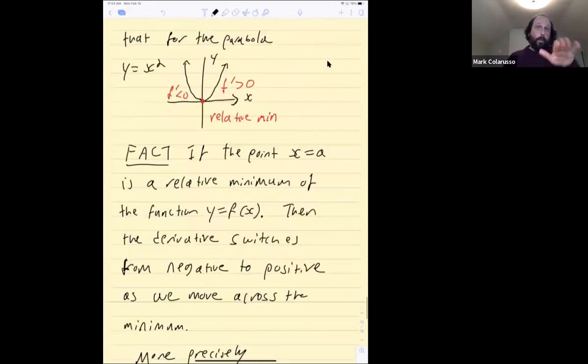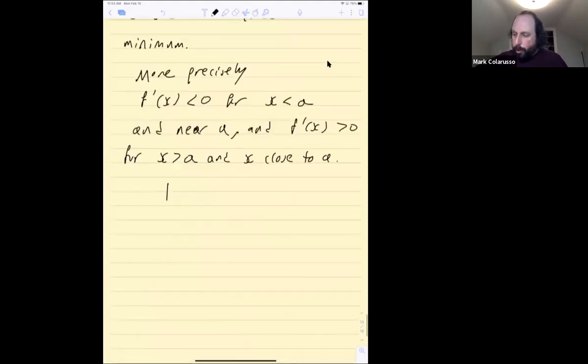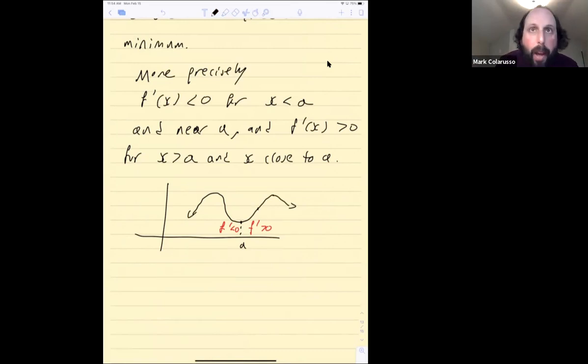Now for the parabola, it's negative all the way to the left of 0, right? The derivative is negative for all negative x, and it's positive for all positive x. But that doesn't have to happen in general. You could have a situation like this, where here's your a, and what you see is that just close to a, to the left of a, the derivative is negative, and just close to a, to the right of a, the derivative is positive. But then things can change as you get far away from a, right?